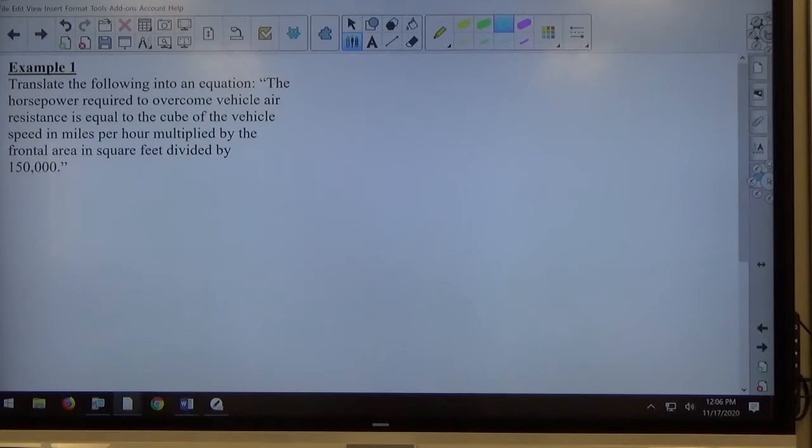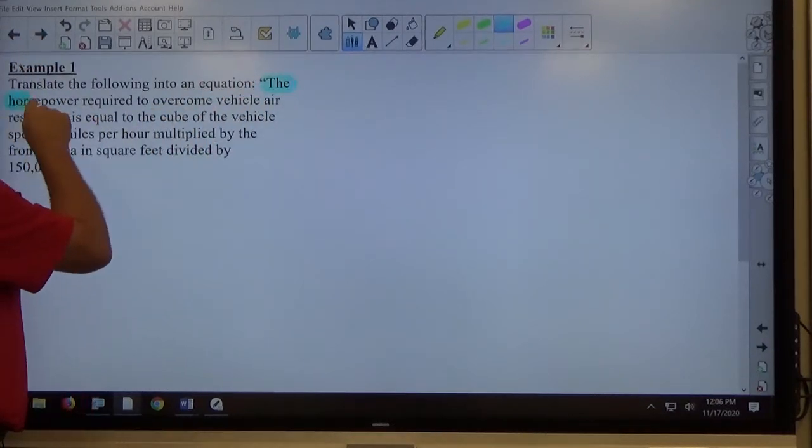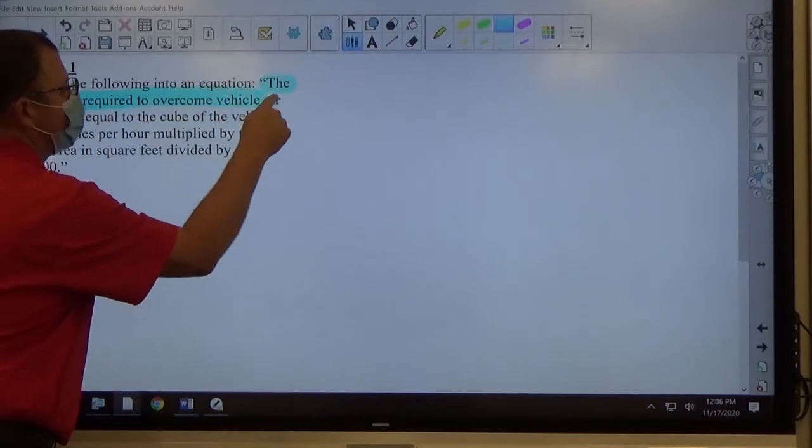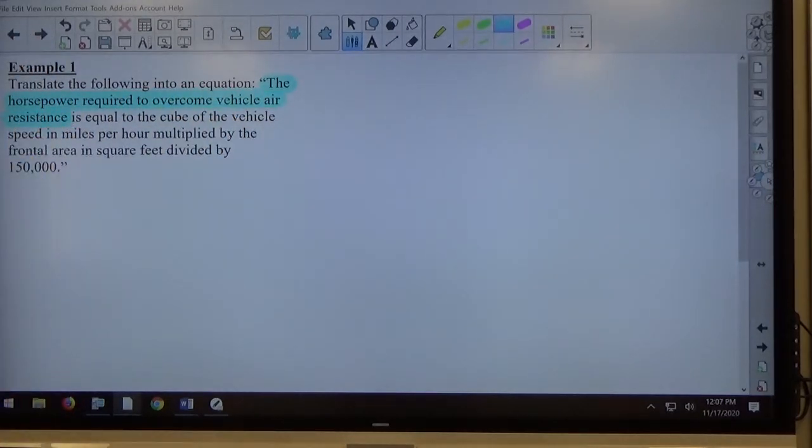First thing we want to do is establish how many variables are going to be in the problem. So we want to read the problem to see how many different measurements we need to know. It says the horsepower required to overcome vehicle air resistance. That's one thing.